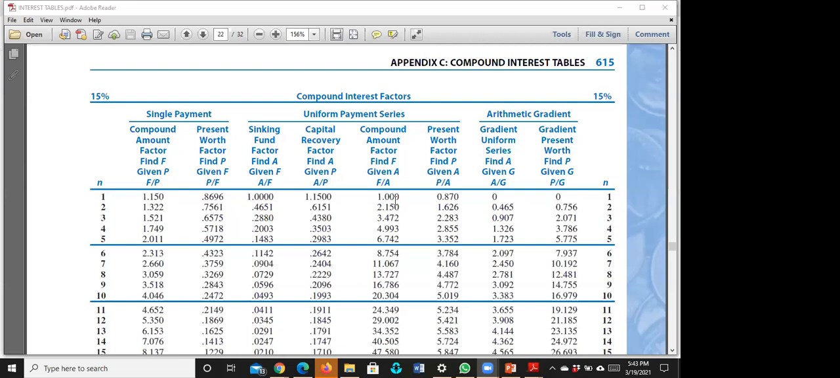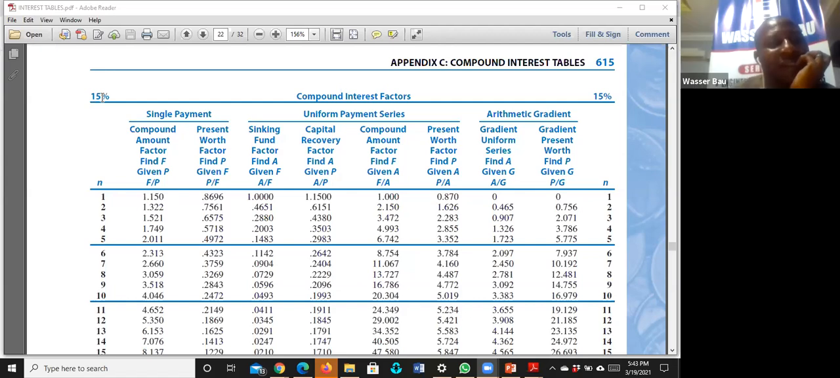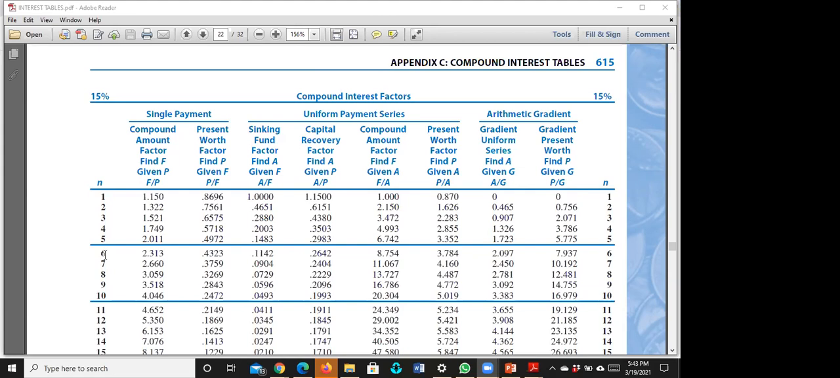So how did we get... I scroll down to 15%. Oh, 15%. God bless you, sir. 15%, 6 years. Now, that's why I said that two parameters are fixed. Then one parameter is given, and one unknown, two fixed. I can't get my 15%.